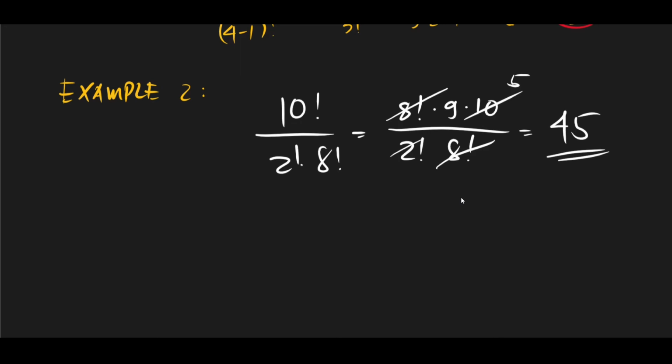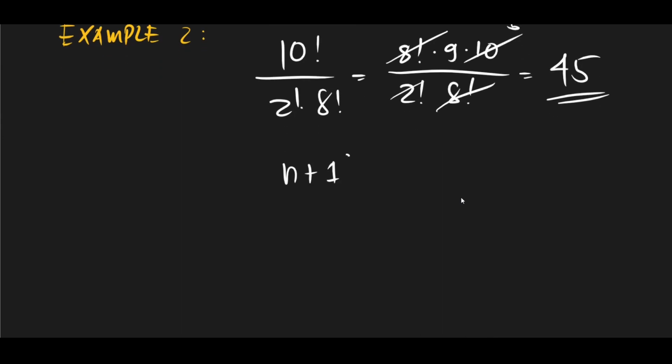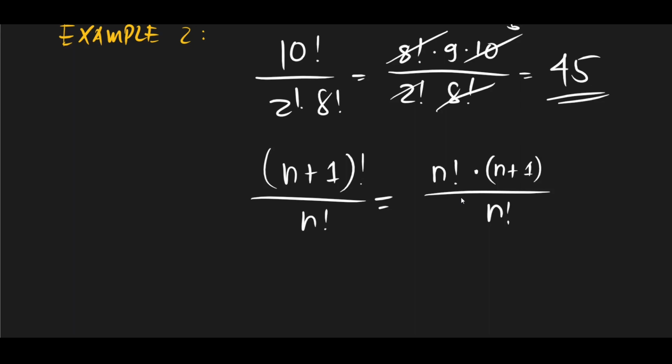So let's say we have another example here. Let's say we have n plus 1 factorial all over n factorial. Now, we can express this n plus 1 factorial, we can rewrite this as n factorial multiplied by n plus 1, right? And then divided by n factorial. So, you just cancel the n factorial and you will be left with n plus 1.